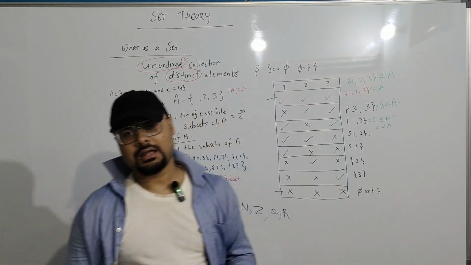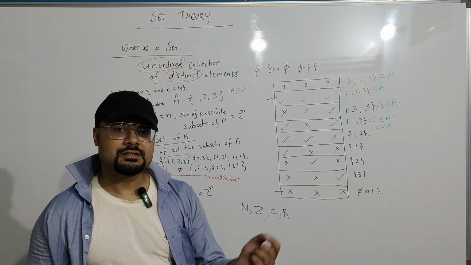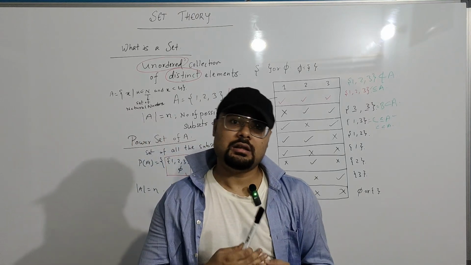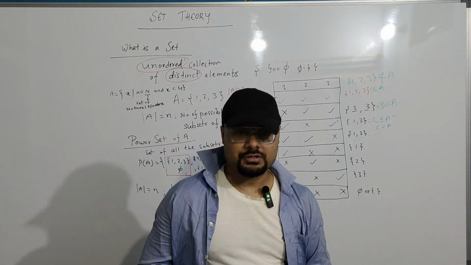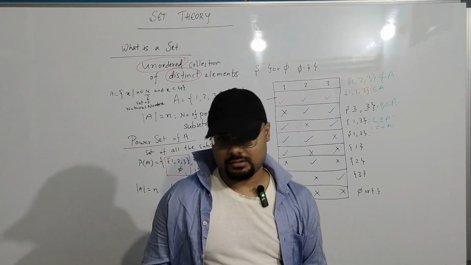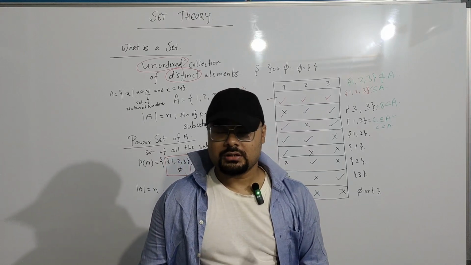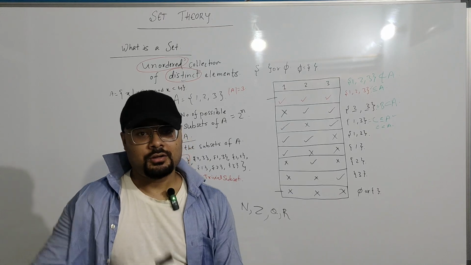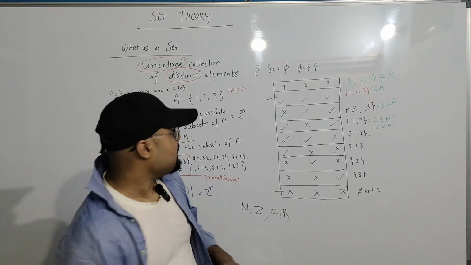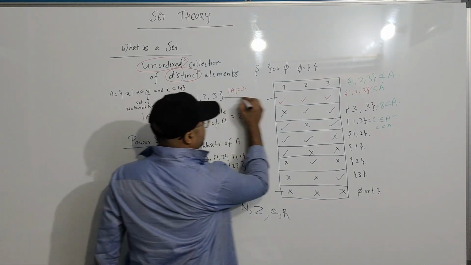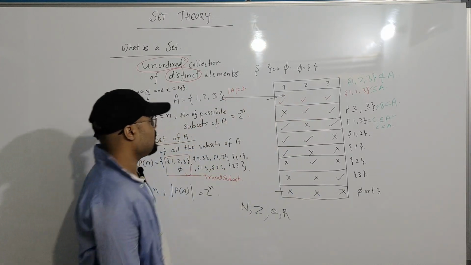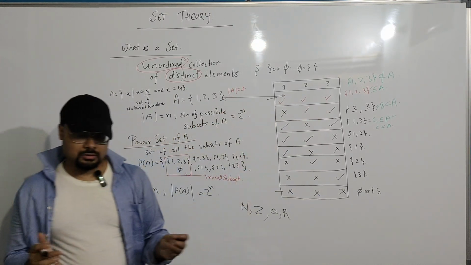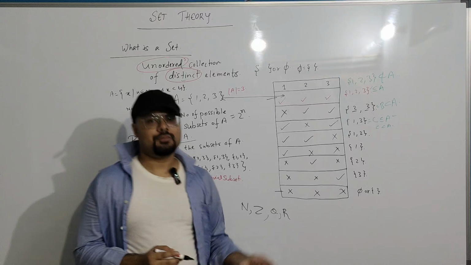Now, it might happen that there is one subject which every student is learning. For example, English literature. Everyone is learning the English language. Then, in this case, this subset is the set itself. This is the scenario showing that every set is a subset of itself.